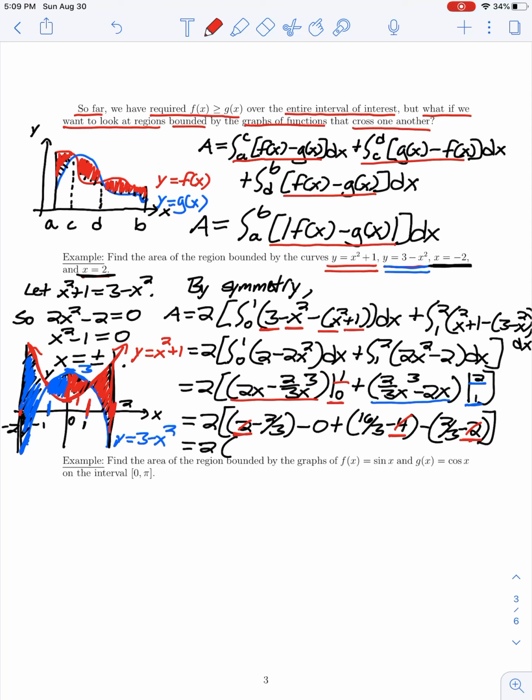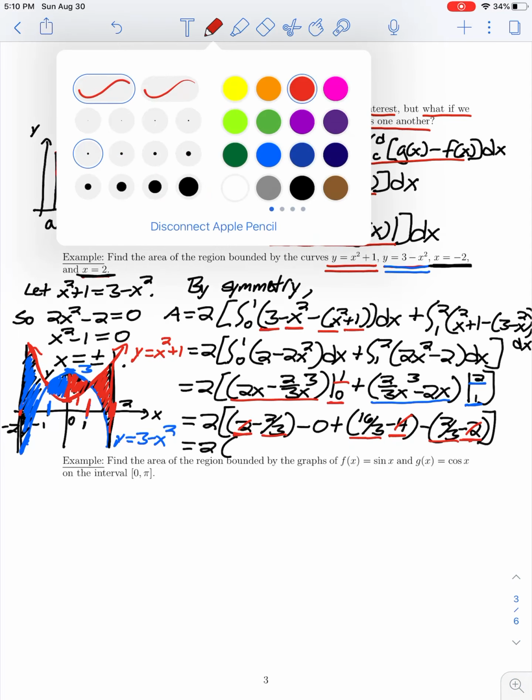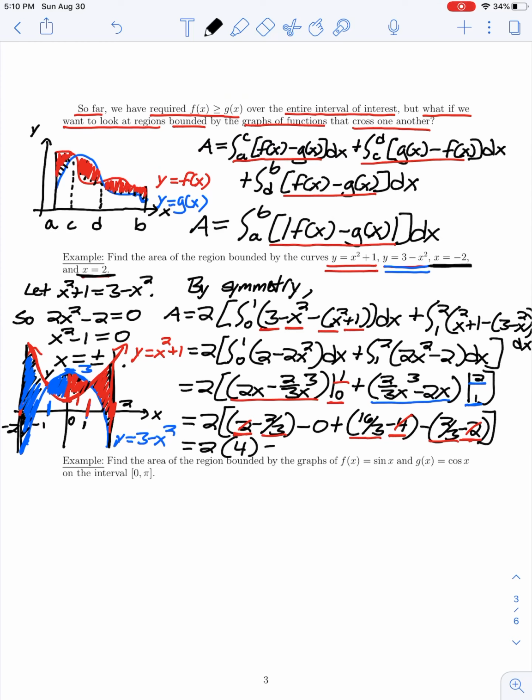And then grouping our factors, which involve a common denominator of 3, well, I have a 16/3 minus 2/3 minus another 2/3 gives us 12/3 or 4. So finally I have 2 times 4 would be 8 square units for the area of that region bounded by the graphs of these two functions and the two vertical lines, x equals -2 and +2.